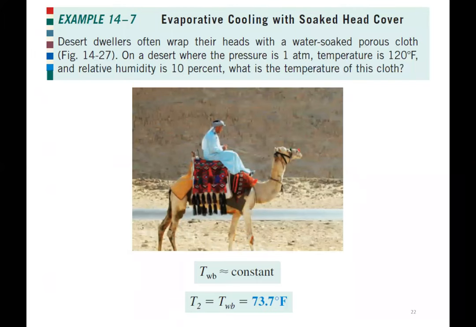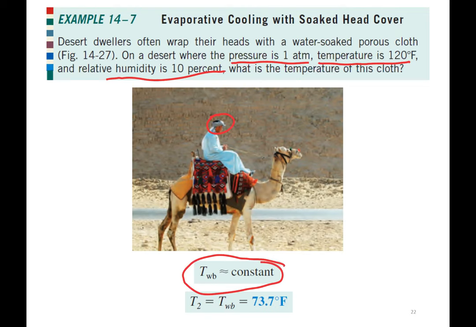So here's an example of evaporative cooling with just a soaked head cover. By soaking the head cover in water and putting it on your head, you're basically creating an evaporative cooler on your head. Okay, so you wrap your head in a water-soaked cloth, the pressure is 1 atmosphere, temperature is 120 degrees Fahrenheit, relative humidity is 10%. What's the temperature of this cloth? Well, it is the wet bulb temperature.